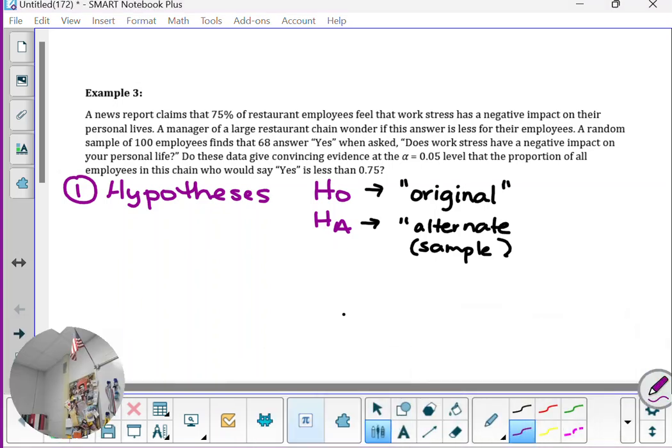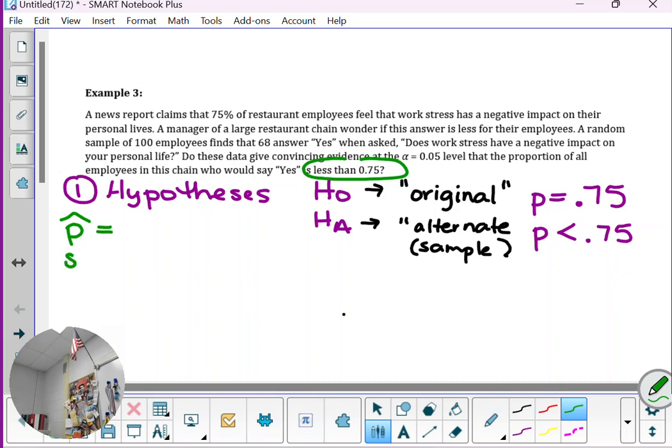So our original assumption is that the percent of people that feel stressed is 75%, whereas the alternate option is that it is less than 75%. Okay? Probably based on the fact that when we looked at the information from the sample, we got a 68%.